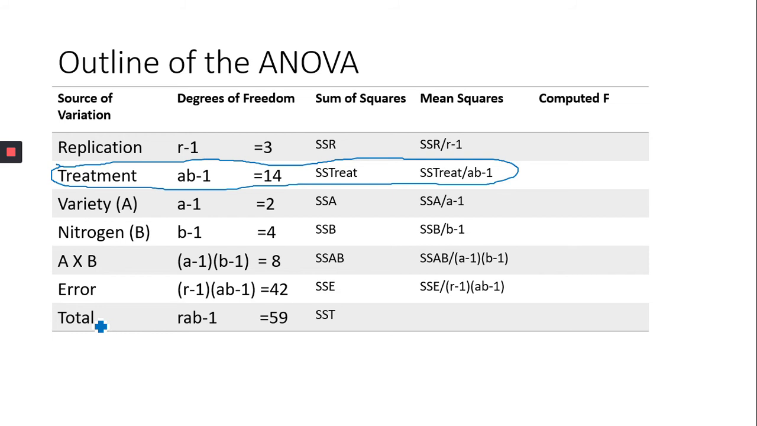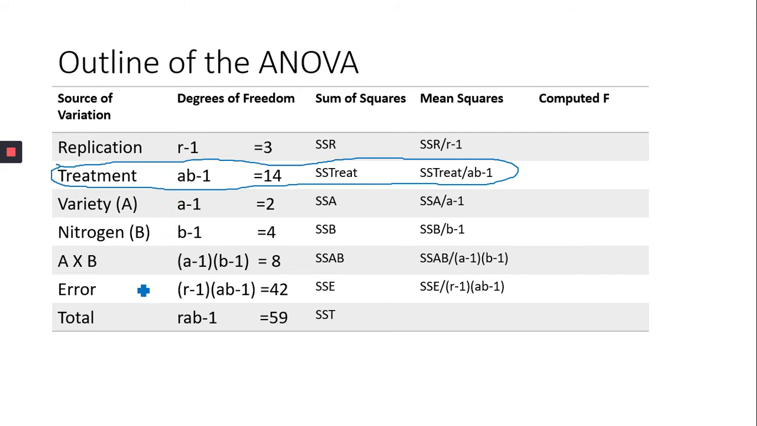One person might ask, do I memorize these components? My answer is no. What you need to appreciate is that for the degrees of freedom, we are saying how many replications do we have? We've got R replications, so we subtract 1. So since we've got 4, we are saying 4 minus 1 to get 3.